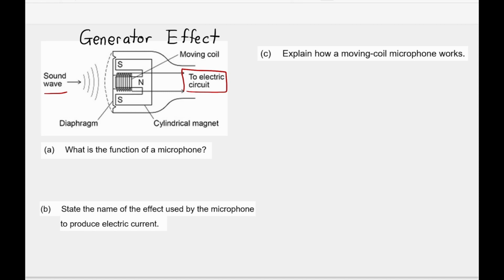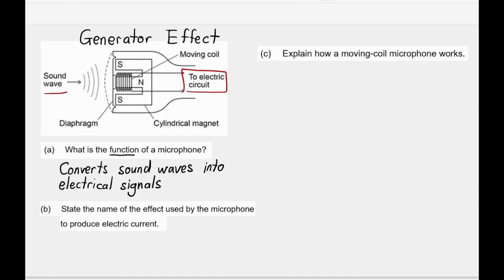We are then going to describe the generator effect when talking about the function of a microphone by saying that a microphone converts sound waves into electrical signals. If this question carried 2 marks, I would go on to say it did this conversion via the generator effect. However, this is explicitly asked in part B, where it says state the name of the effect used by the microphone, so we can just include that point here.